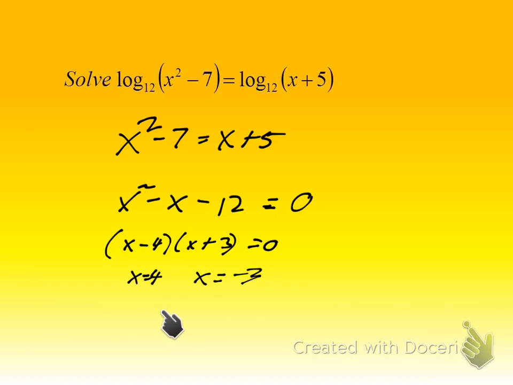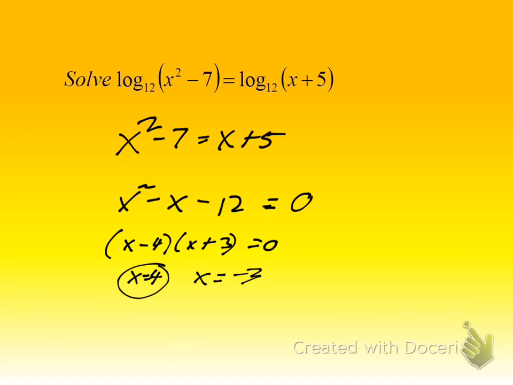Alright, so now let's start plugging these guys in. So what's 4 squared? 16 minus 7? 9. What's 4 plus 5? 9. So 9, 9. So x equals 4. Good answer.